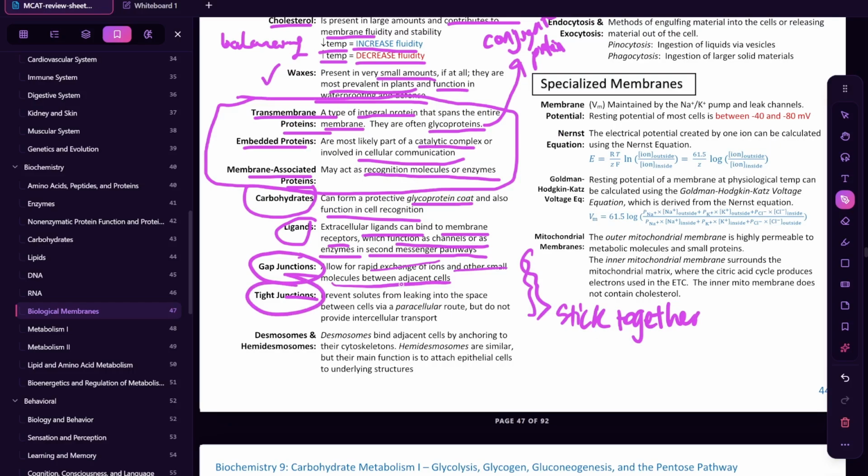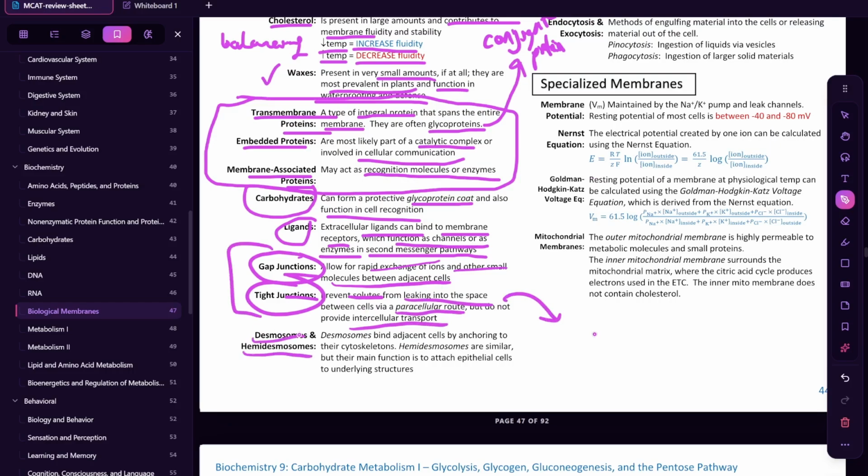This has to do with making sure that the cells stick together, preventing solutes from leaking into the space between cells, the paracellular route, but they do not provide intracellular transport. So tight junctions and gap junctions. Desmosomes and hemidesmosomes. Desmosomes bind adjacent cells by anchoring to their cytoskeletons.